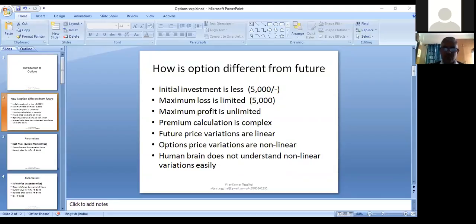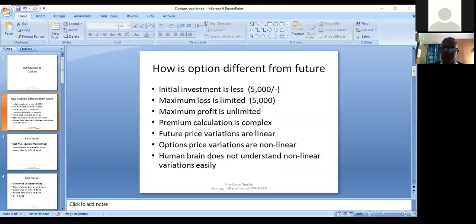Yeah. So to repeat, the first advantage about an option is low initial investment, which means limited loss. Even if you have to lose the entire initial investment, nothing major happens to you.